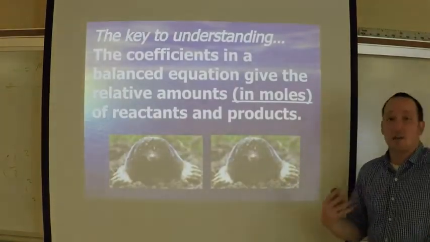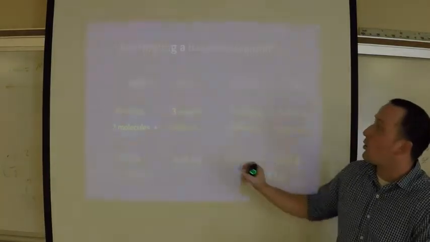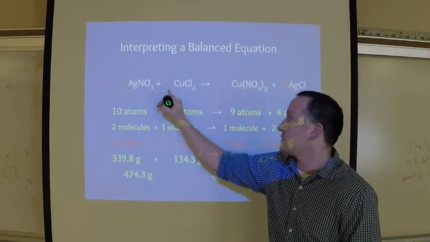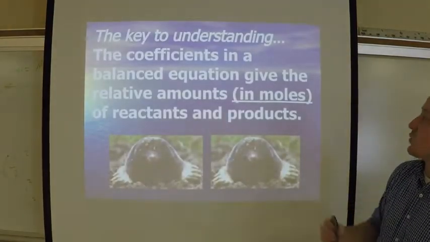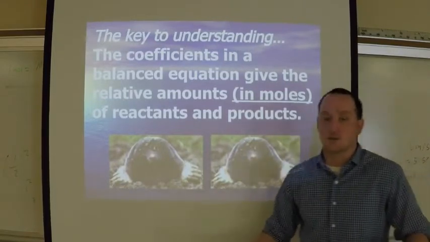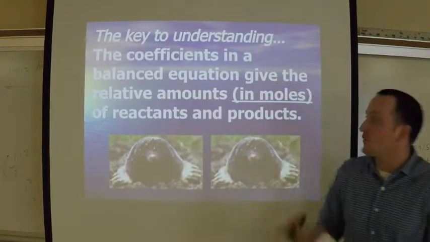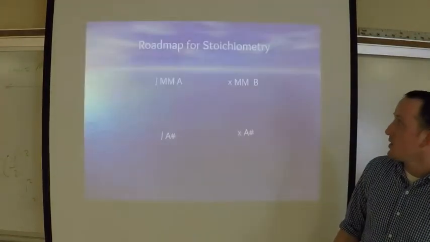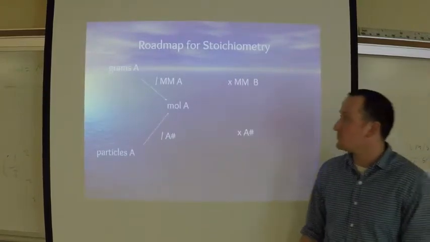So, the key, again, to understanding this is that the coefficient, okay, remember the coefficients are these numbers in front, and remember when we don't write a coefficient, there's just a 1 there, okay? The coefficient in a balanced equation gives the relative amount in moles, not in grams, not in liters, okay? The relative amount in moles of reactants and products, okay?